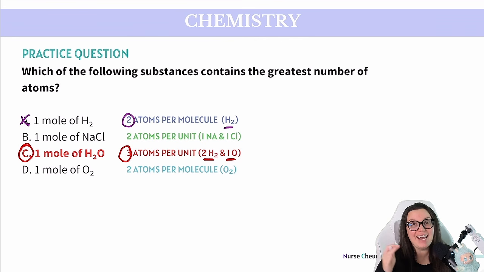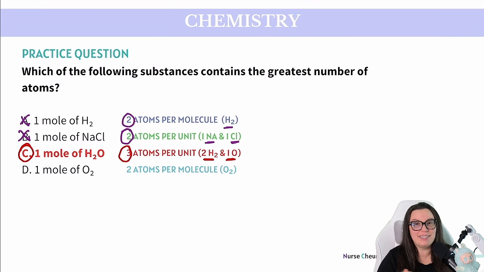Now looking at our NaCl. Na is 1 element and our Cl is another element. But again, we don't have any coefficients or subscripts based on this particular molecule, meaning that we only have 1 Na, 1 Cl, making it 2. That's also less than 3. That's also going to be incorrect.